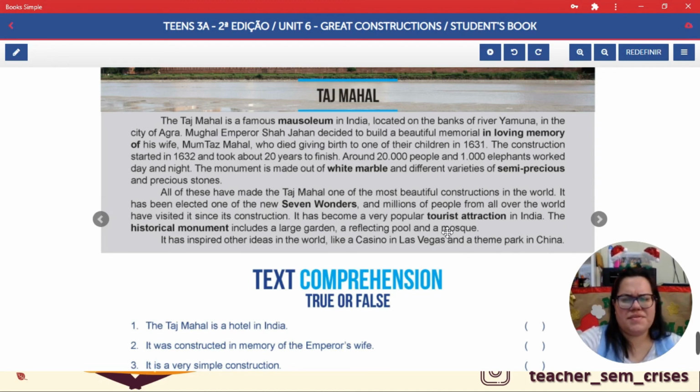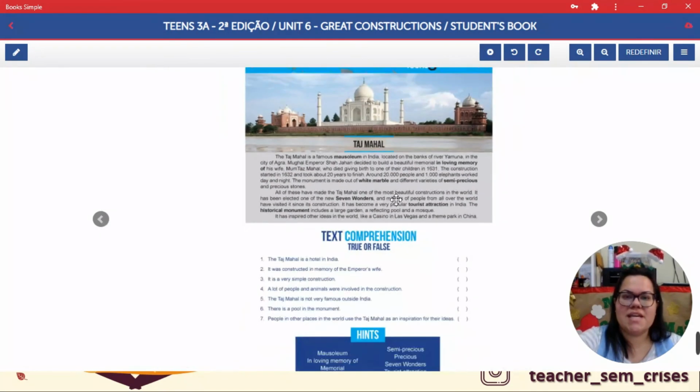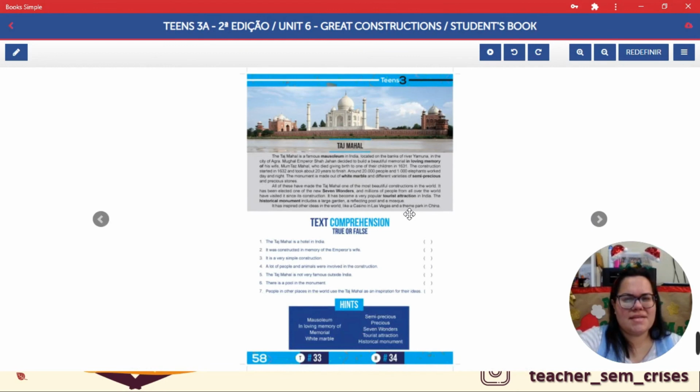And such a beautiful place, guys. It's one of the places that I want to visit one day, the Taj Mahal. I think it's so beautiful. India has the beautiful part and the not so beautiful one, but this part of the Taj Mahal is something that I really want to visit one day in my life.